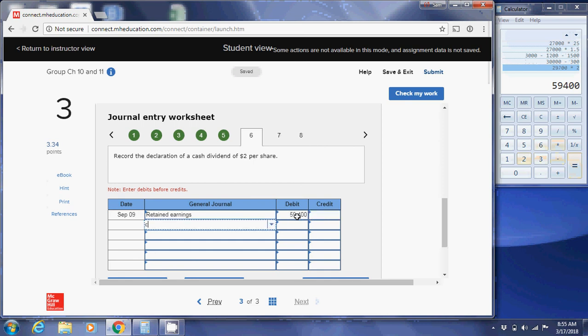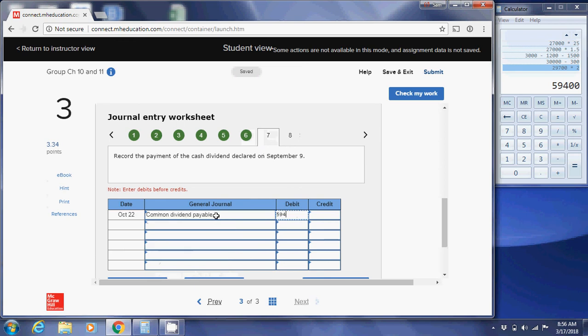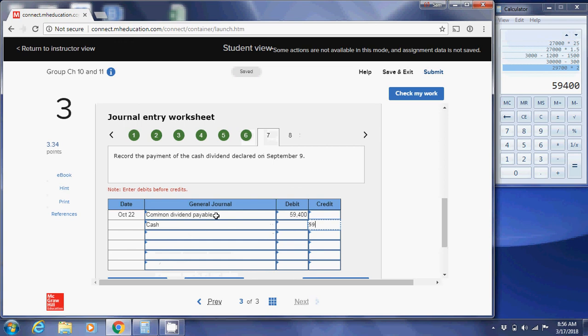And again, that's a payable. We haven't paid it yet, so common dividend payable, $59,400. We move on over to pay it. Again, we're going to relieve that payable, $59,400, and we're going to pay it in cash, $59,400. That one's nice and easy. We like those the best.